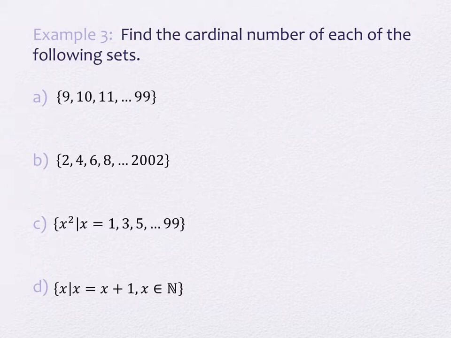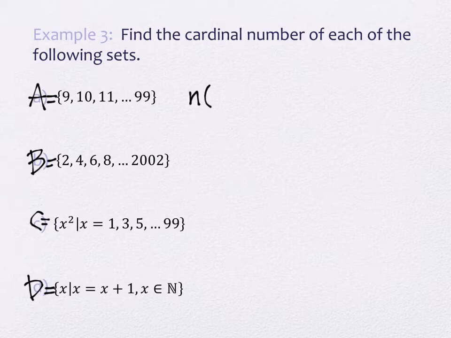So cardinal numbers, again, means how many items are in the set. So go ahead, if you will, and let's call these sets A, B, C, and D. Sets are always capital letters, so that's why I just did that. And notationally, we are finding the number of items in set A.